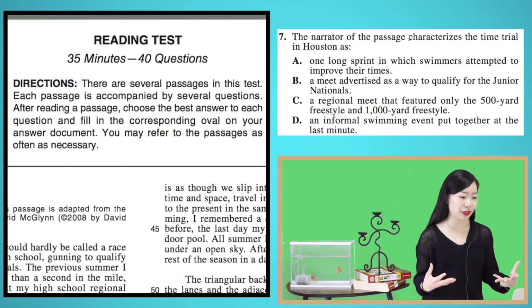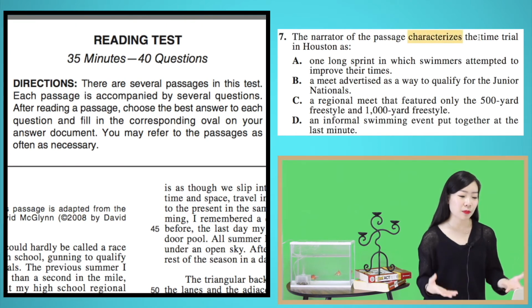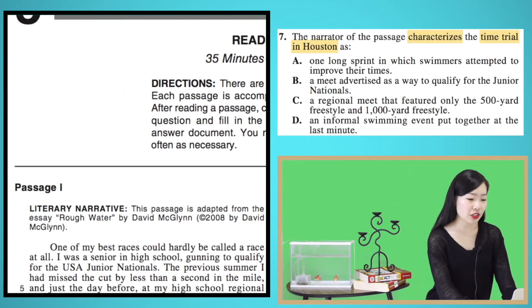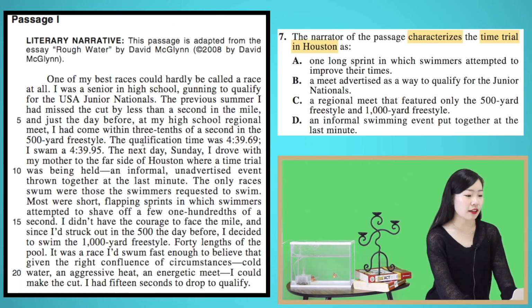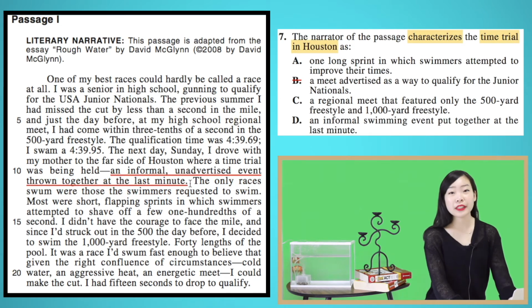Even if I speed read, I remember this being a small-scaled race. And if you want to look at the details, it's actually mentioned in line 10. It says, "an informal, unadvertised event thrown together at the last minute." So B isn't right because it wasn't advertised. Ooh, D sounds perfect, right?